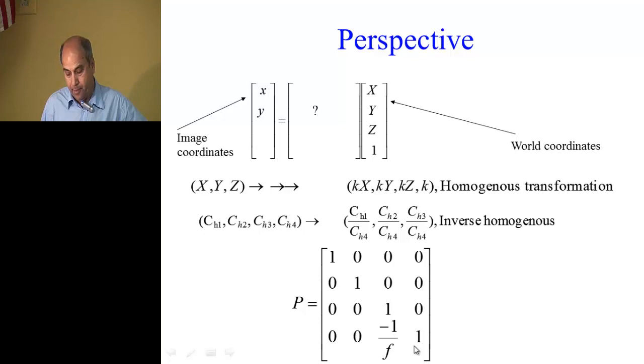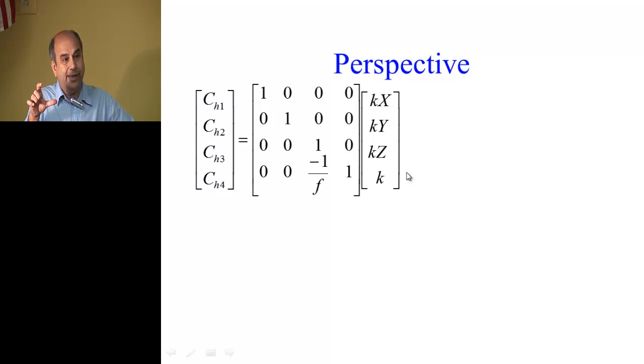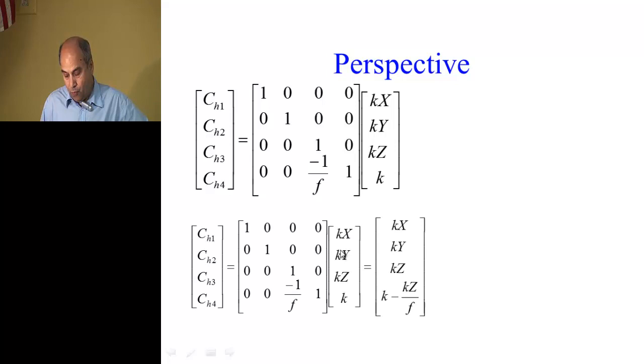Let's see how it looks. This will work only with homogeneous coordinates. So we have KX, KY, KZ, and K, and this is our perspective transformation matrix. We get the homogeneous image coordinates, which are called CH1, CH2, CH3, CH4. We multiply this vector with the first row, and it becomes KX, since the rest are 0. Multiplying with the second row, it becomes KY, then KZ. The fourth row becomes 0, 0, minus 1 upon F, 1, which gives KZ times minus 1 upon F plus K. So that's what we have here.